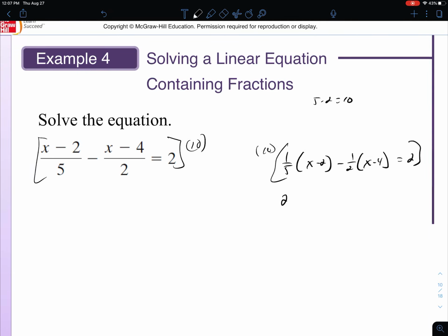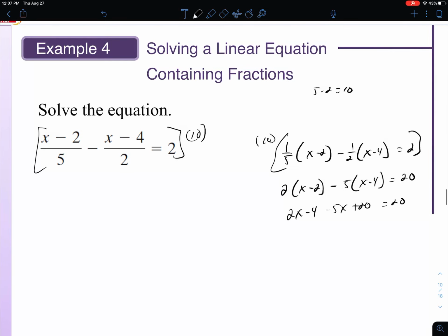So 10 times 1/5 is going to be 2. Then 10 times 1/2 is going to be 5. And then 10 times 2 is going to be 20. So I do the distributive property, so it's 2x minus 4, negative 5x plus 20 is equal to 20, right? Combine like terms, so 2x minus 5x is negative 3x. Negative 4 plus 20 is going to be a positive 16. Subtract the 16 from both sides. So I get negative 3x equals 4, and then I divide both sides by negative 3, and I get x equals negative 4/3.